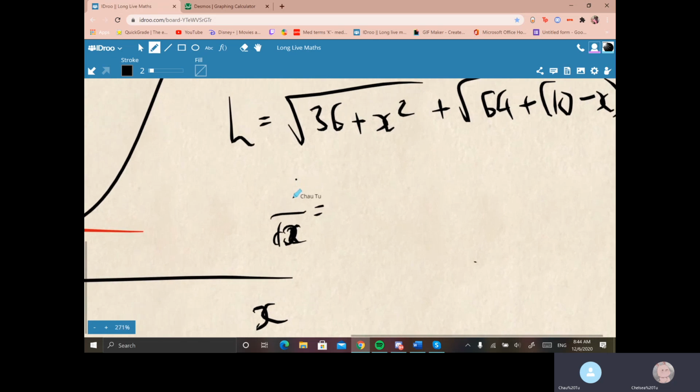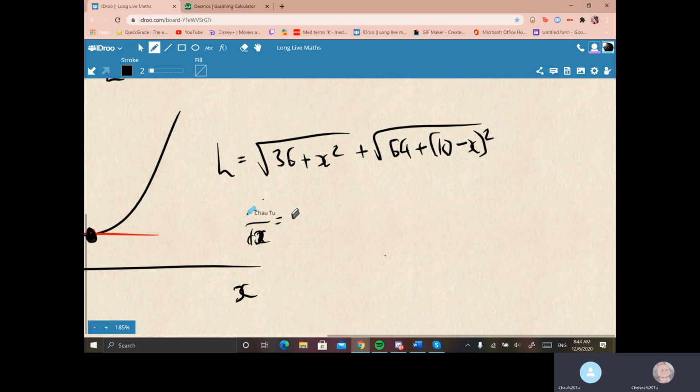Let me just tidy this up. dL by dx. So differentiate this. How do you do this? You've got to imagine this as being 36 plus x squared, to the power of a half, because that's what square root is. And then you've got to use the chain rule. The half comes down, the bubble stays the same, the power gets minus by 1, and then you times the derivative of the bubble itself.